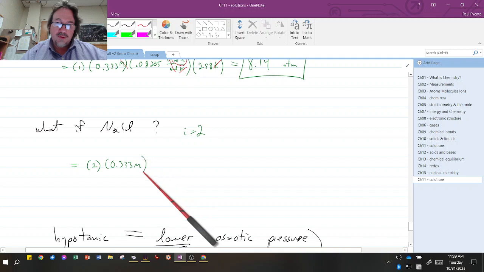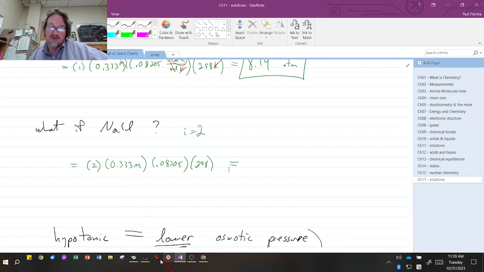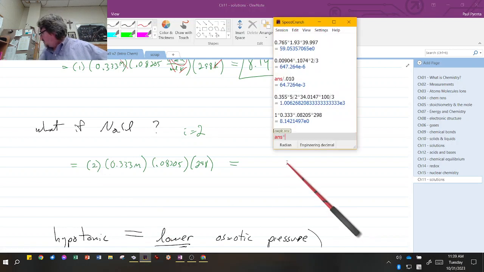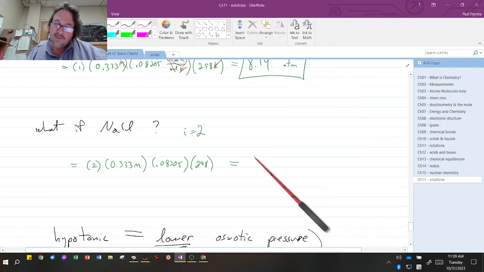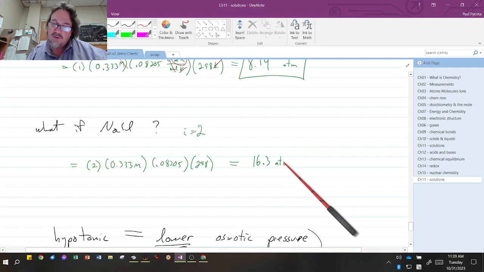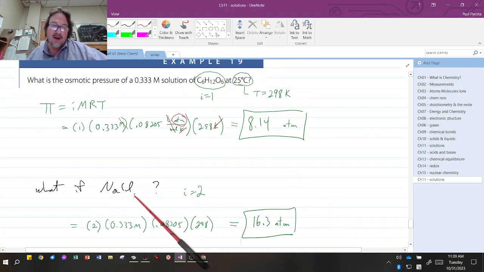Concentration was 0.333 molar. Everything else is the same: 0.0821 for R, 298. So everything else is the same except I've got a 2 there, and so instead of a 1, I'd have a 2. Just multiply that by 2, in other words, this time. And it would be 16.3 atmospheres. So if I made the same kind of solution but using sodium chloride instead of sugar, it would actually double the osmotic pressure because of the number of pieces that sodium chloride breaks up into.